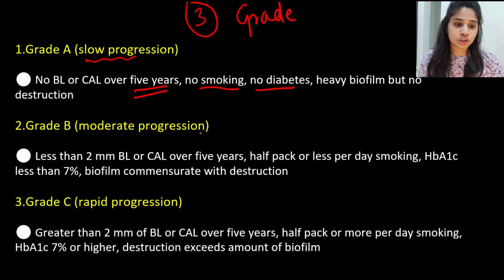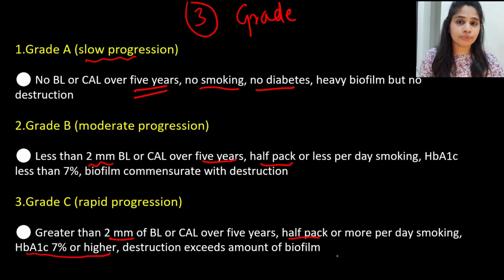Coming on to grade 2, which is moderate progression. Here there is less than 2 mm of clinical attachment loss over 5 years. And here the patient is a smoker, that is half a packet or less per day, and HbA1c is less than 7%. Grade 3 are rapid progressors with greater than 2 mm of bone loss and clinical attachment loss over 5 years and more than half a packet of cigarettes per day, with HbA1c 7% or higher, with destruction exceeding the amount of biofilm which is present.